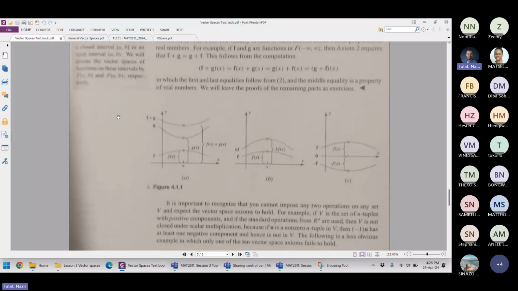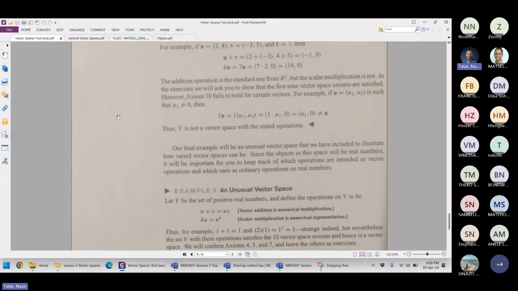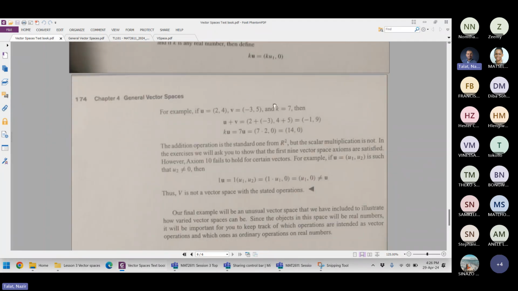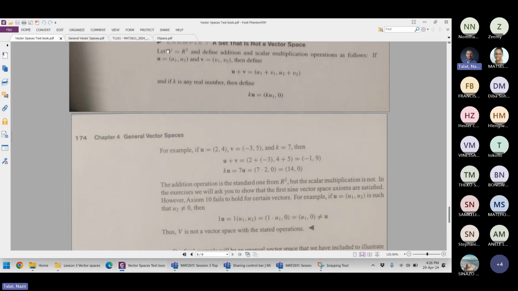For instance, the following example will be helpful to you. If we have this operation, the zero of that one is... Here you can see that this is R squared under these two operations. It satisfies all the first nine axioms, but the last axiom fails. Axiom number 10 fails, where 1 times u is equal to u.